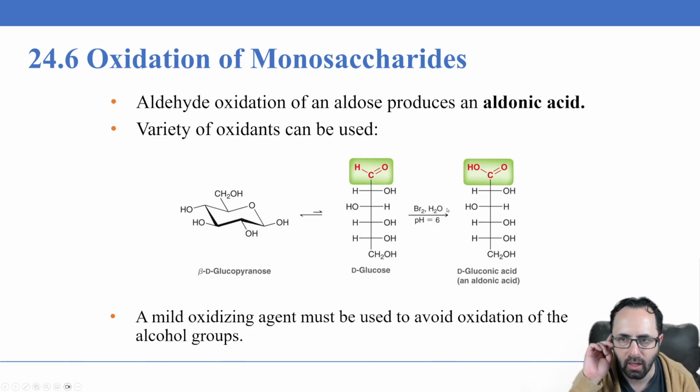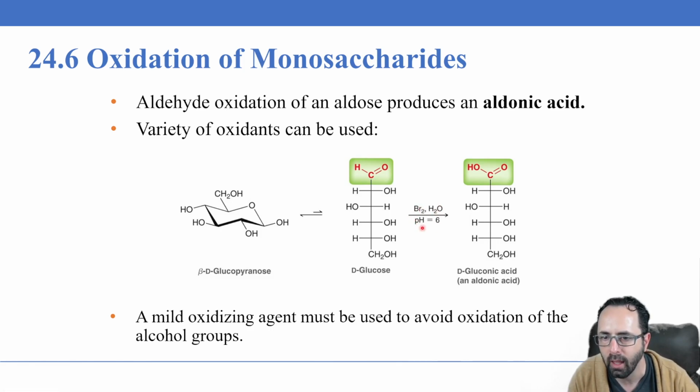Aldehyde oxidation of an aldose produces aldonic acid, and so not only can we reduce the aldehyde, we can also oxidize the aldehyde by reaction with bromine here in water at a relatively lowish pH, lower than neutral. We can oxidize the aldehyde group to a carboxylic acid, essentially putting an oxygen here between the carbon and the hydrogen. A mild oxidizing agent must be used, otherwise the alcohol groups themselves will be oxidized.